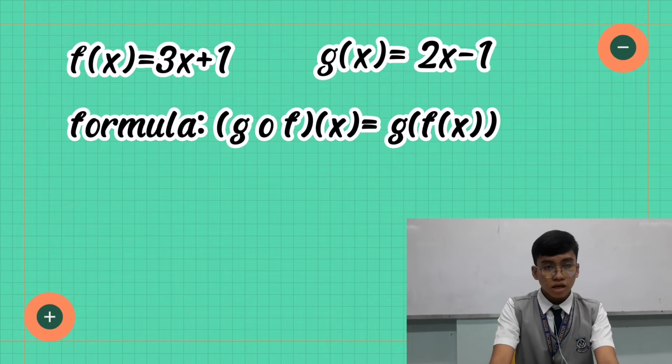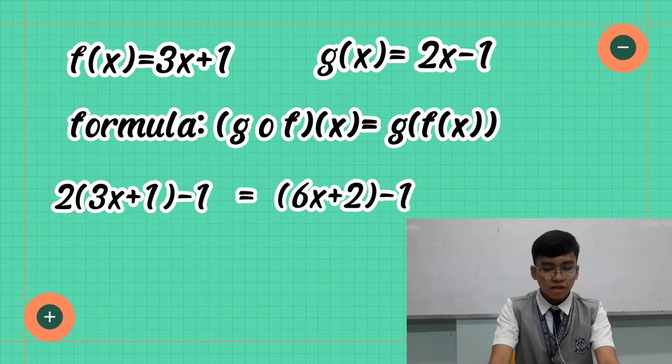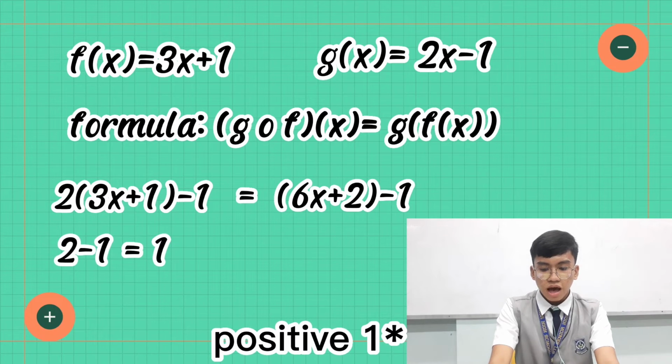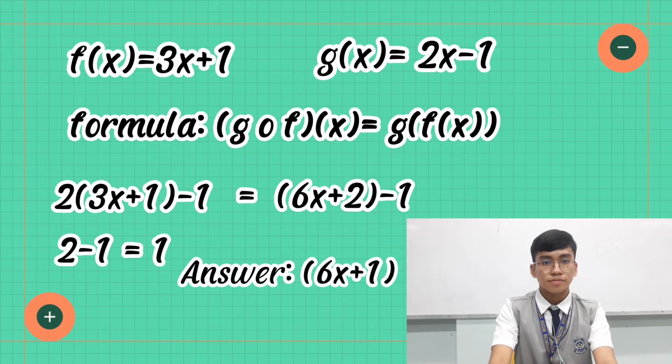Then substitute: 2 times the quantity 3x plus 1, minus 1. Using the distributive property of multiplication, 2 multiplied by 3x, so we have 6x. Then 2 multiplied by 1, we have positive 2, so we have 6x plus 2 minus 1. Now, we have to solve using combining like terms. 2 minus 1, we have positive 1, so the final answer is 6x plus 1.